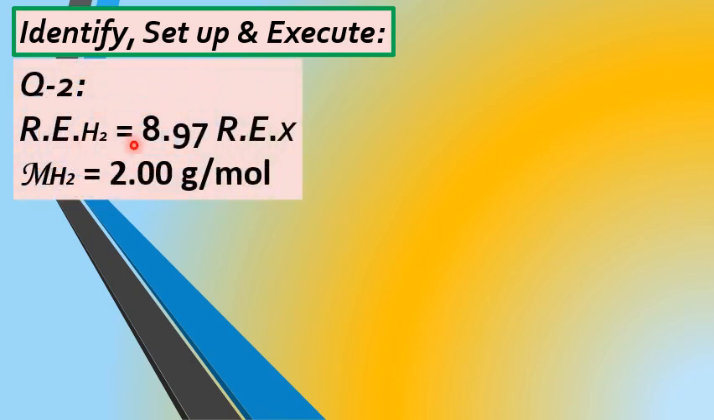In question number 2, we are told that the rate of effusion of hydrogen gas is 8.97 times the rate of effusion of an unknown gas, which we label as gas X. The molar mass of the hydrogen gas is of course equal to 2.0 grams per mole. And the target variable here is the molar mass of the unknown gas X.